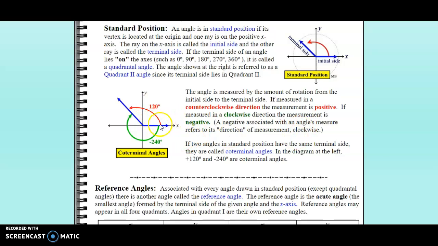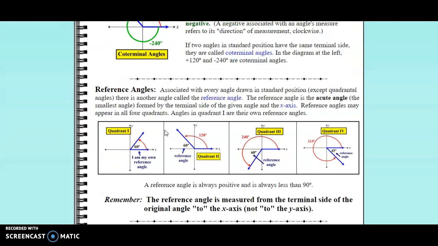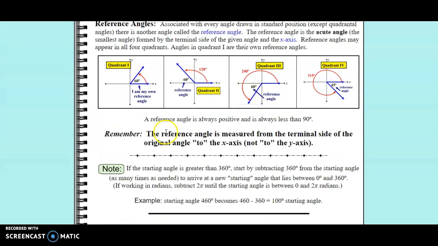So if you think about it, an angle that opens to 120 degrees would be exactly the same as an angle that opens 480 degrees, because that would be a complete turn plus the 120 degrees to get it back to this position. And a reference angle is an angle that's drawn to the positive or negative x-axis. It's always an acute angle because it's the shortest angle to get back to the x-axis.